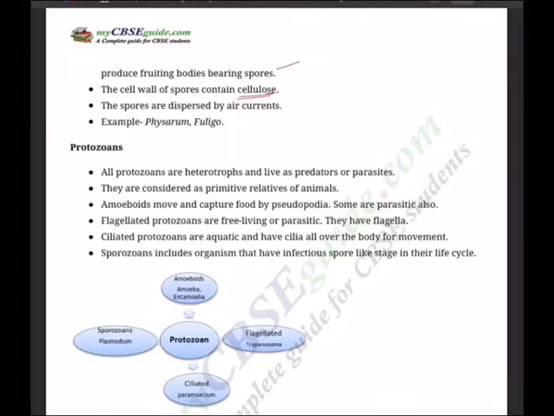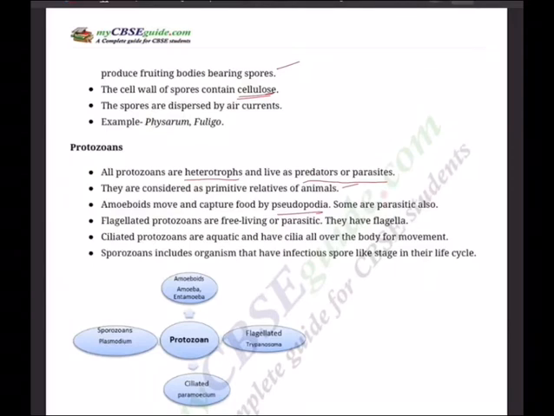And the protozoans on the other hand, of course many of the protozoans you must have seen under the microscope. Proto means first or primitive, zoan means animal, first formed animals. Protozoans are heterotrophs and live as predators or parasites. They are considered primitive relatives of animals. Amoeboids move and capture food by pseudopodia. Some are parasitic also. Flagellated protozoans are free living and parasitic.